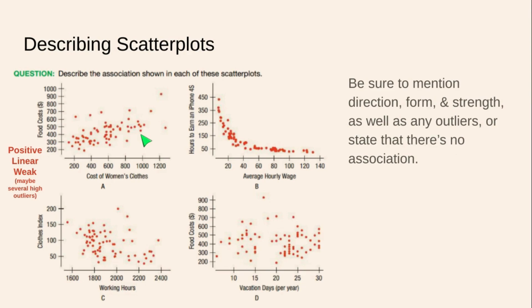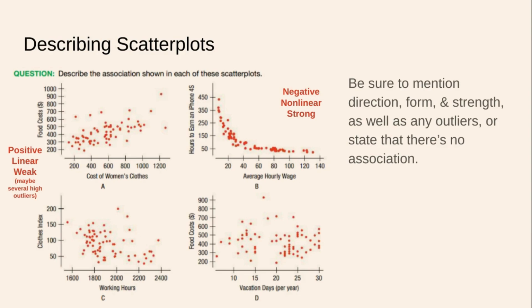The first one at the top left is a positive linear association that is rather weak in nature. There may be several outliers. The general trend is over here, so maybe some of these higher up fellas may be outliers. I don't know. Any way you slice it, it's a weak association. Let's look at the second one. That is a negative association. As x increases, y decreases.